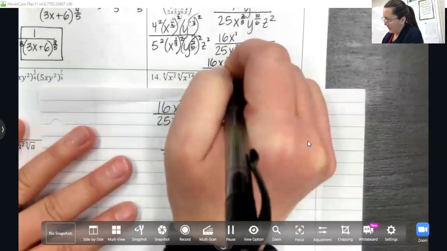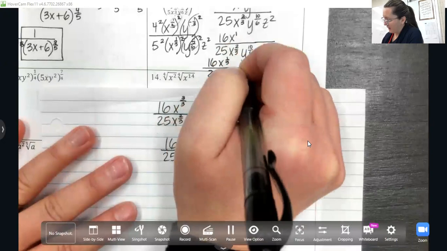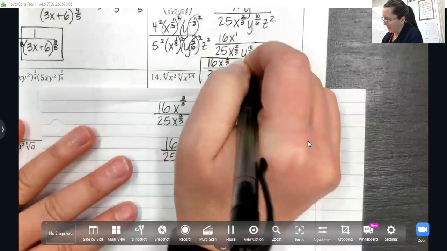25y to the 14/6 z squared. And we can leave that as an improper fraction for the y value.